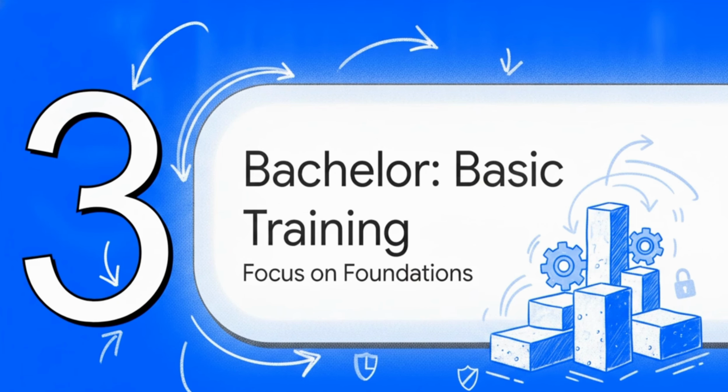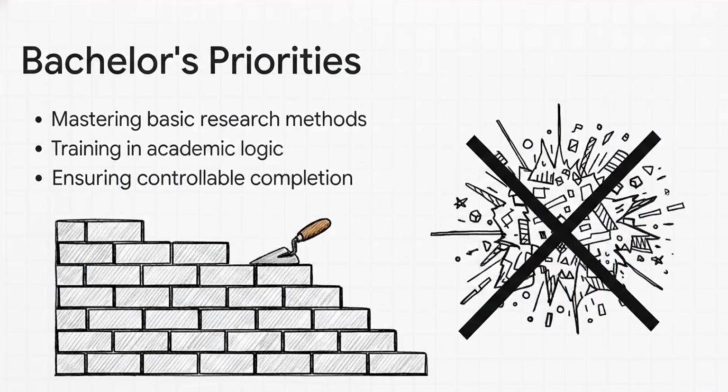Which brings us to section 3, Bachelor, focus on basic training. If you're at the undergraduate level, this is your foundational safety zone, where understanding the rules completely beats trying to break them. Just look at these priorities. For an undergrad, the core goal is simply proving you've mastered basic research methods and academic logic. Your primary mission? Controllable completion.